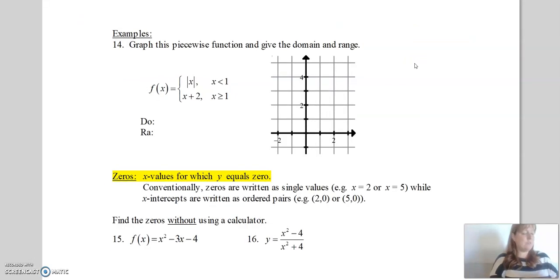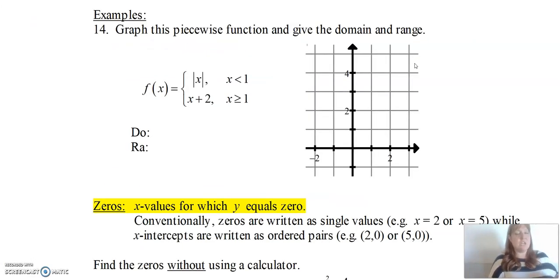So we're going to graph the piecewise function and then give the domain and range. So the first thing that I can do is I can graph both of these and then just erase the parts that I don't want. Or what I could do is I could cover up the part that I don't want to look at, and then I could just graph the rest.